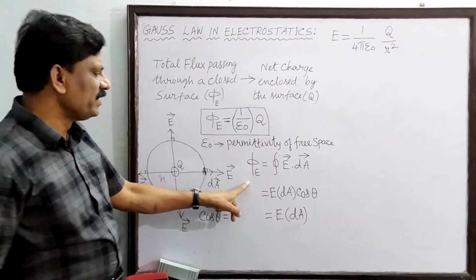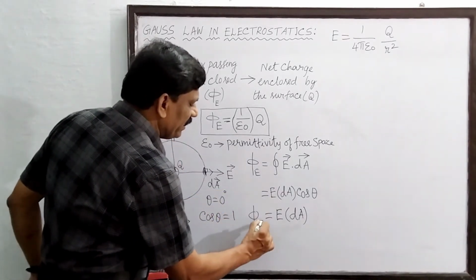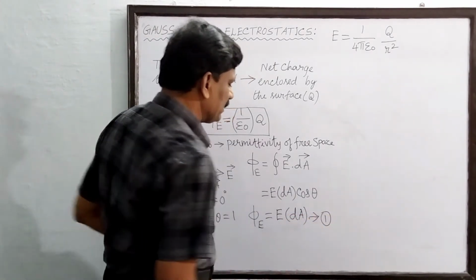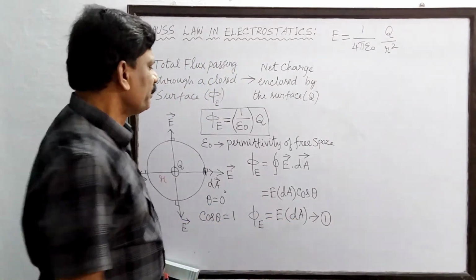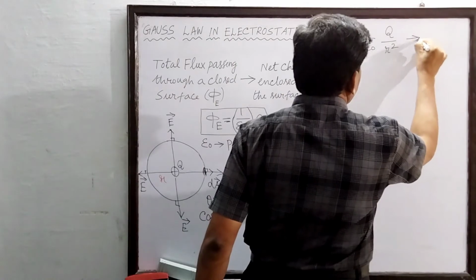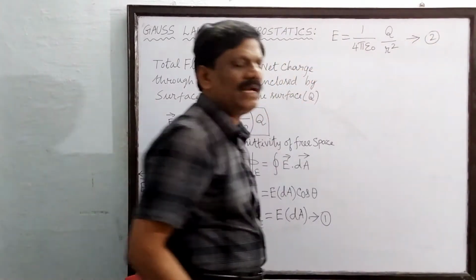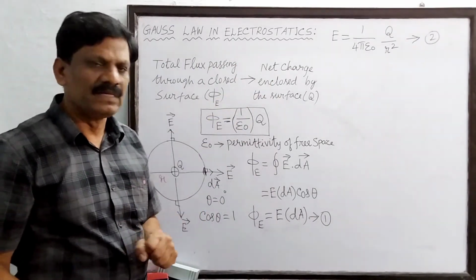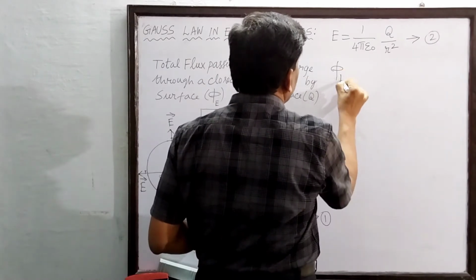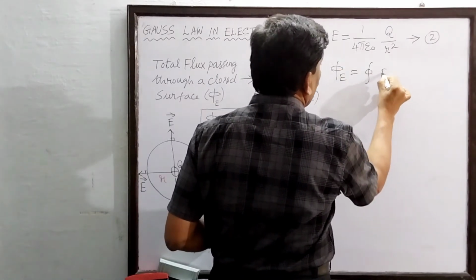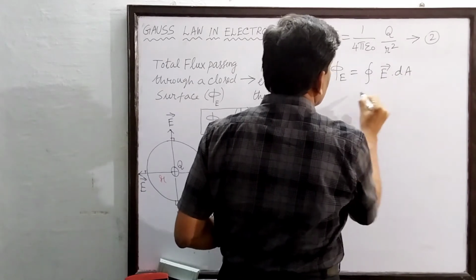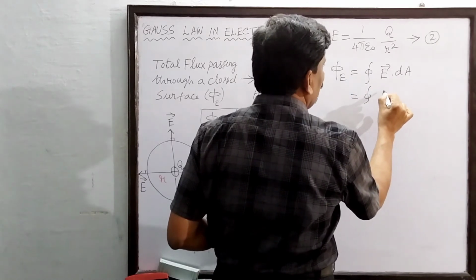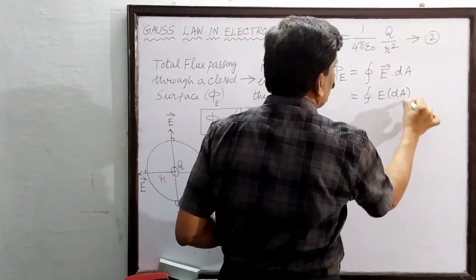Therefore, I am going to substitute in this equation phi E is equal to E into dA. So this is the first equation. Okay, students, this is the first equation. Now this is the second equation: the magnitude of the electric field due to the given charge at any point on the surface of the sphere. Now from Gauss law, phi E is equal to the closed integral of E into dA, so this is equal to the closed integral of E into dA into cos 0.